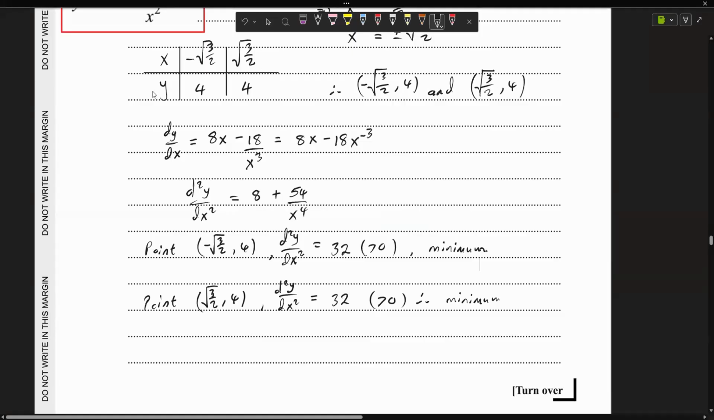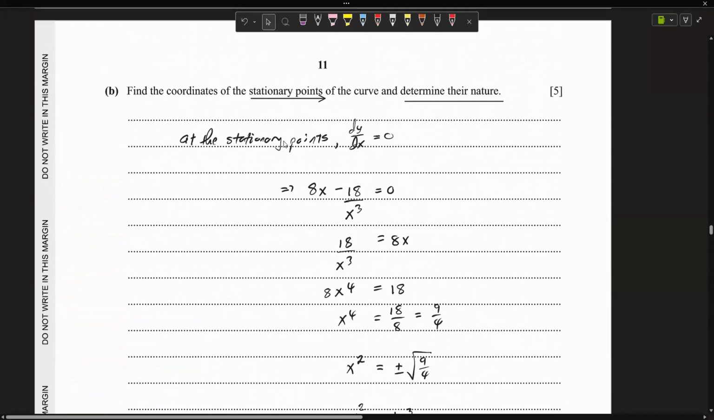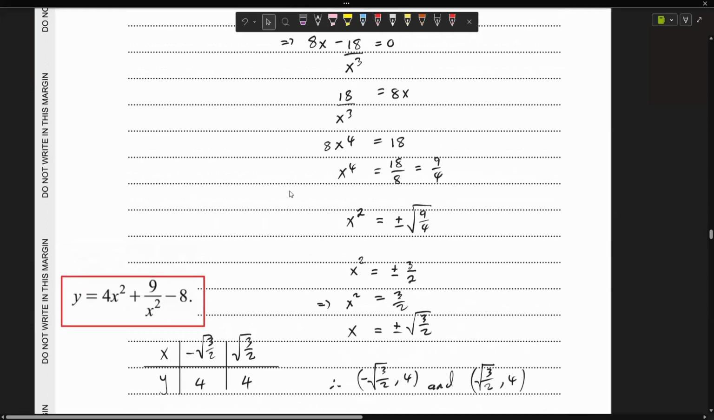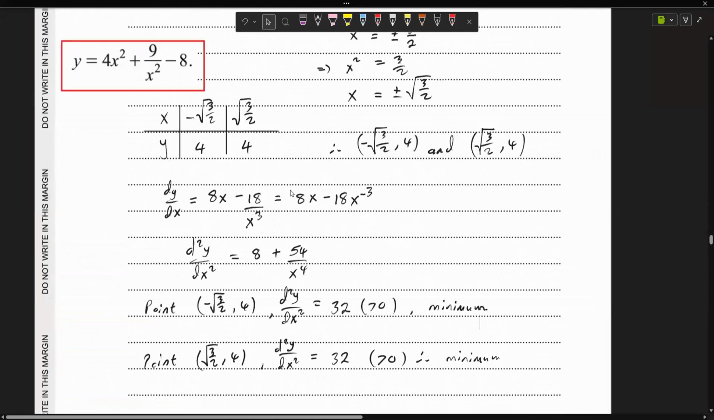Okay, so according to the question, they say find the coordinates of the stationary points and determine their nature. They are both minimums. So that's what we will be having there. So I hope it's all right. That's what we do for this particular question. Any questions, guys?